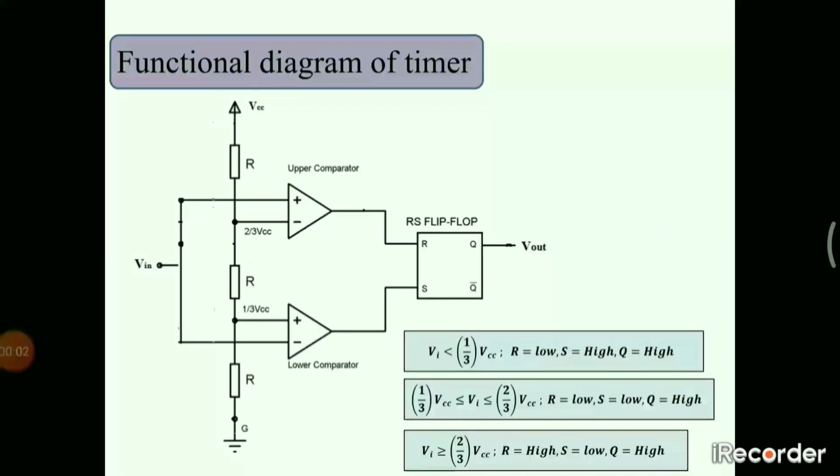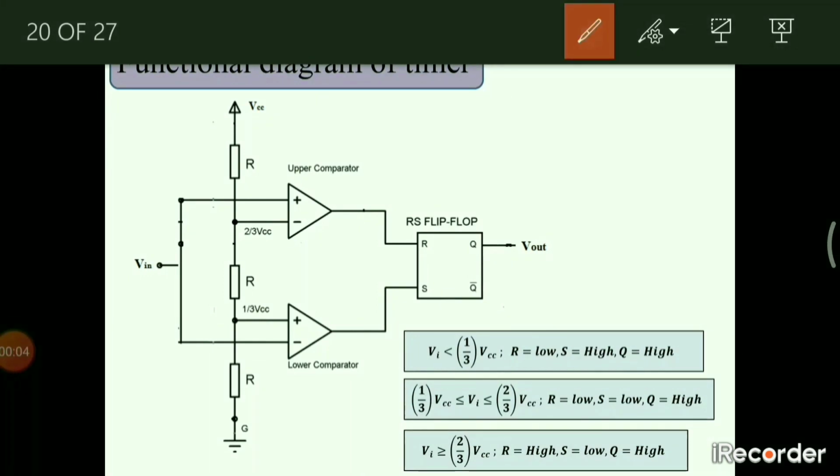Functional diagram of timer. The main block consists of input voltage, lower comparator, upper comparator, RS flip-flop, and output voltage. Then VCC is given. Now this VCC is divided into two parts. Here at this terminal we will get 2 by 3 VCC, and here 1 by 3 VCC, by using these three resistors, first, second and third. So this is about the block diagram.